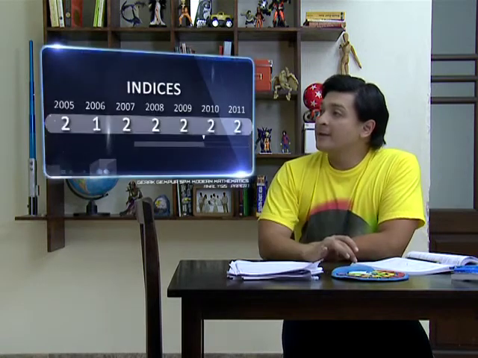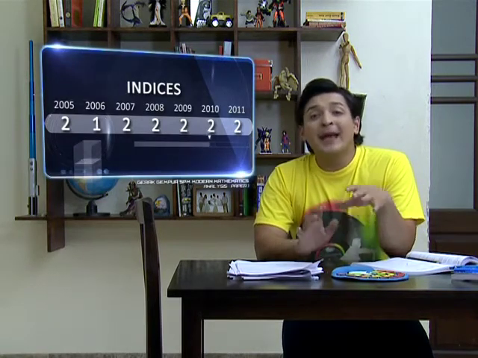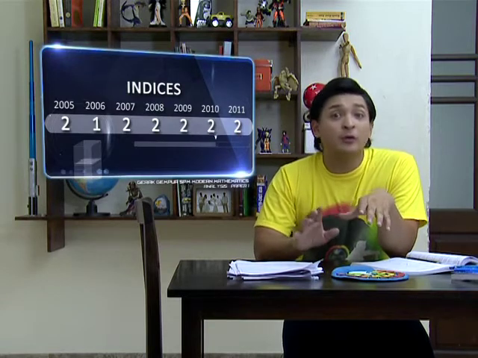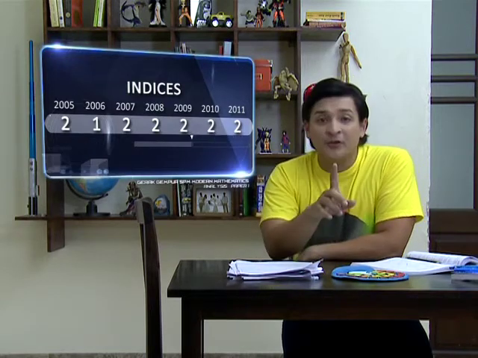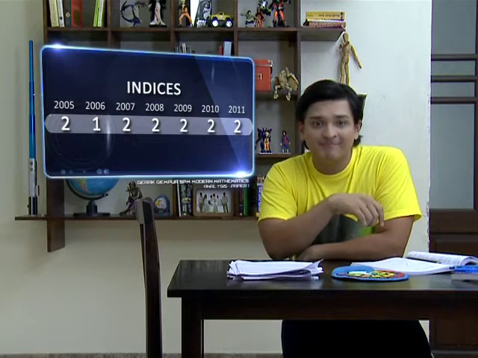Okay, let's move on. There are always 1 to 2 questions for indices in a paper 1 setting. Check this out. See, what did I tell you? Every year there's 2 questions except for 2006 when there was only 1 question. Now let's look at a question.